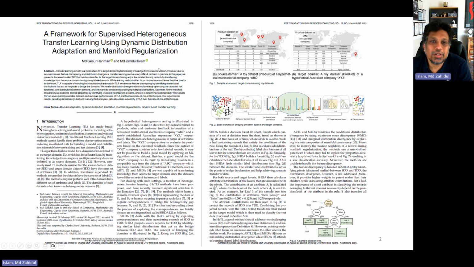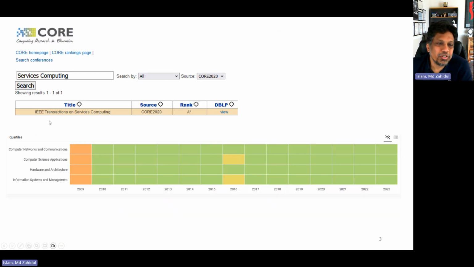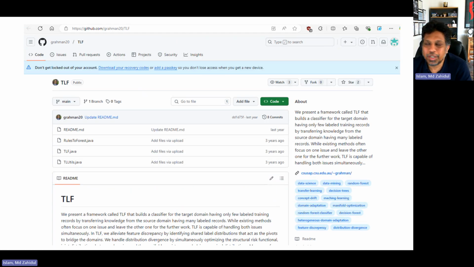Here is the paper, the first two pages, and the paper was published in 2023. It's quite recent, and it was published in the IEEE Transactions on Services Computing. IEEE Transactions on Services Computing is a CORE 2020 rank A-star journal, and it is also a Q1 journal in SJR.